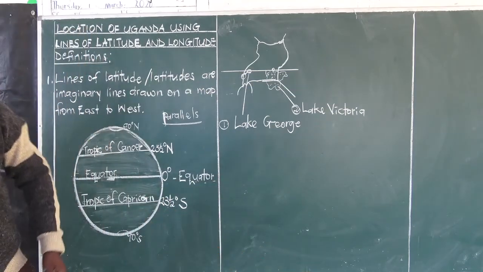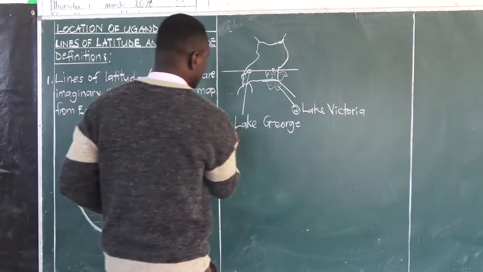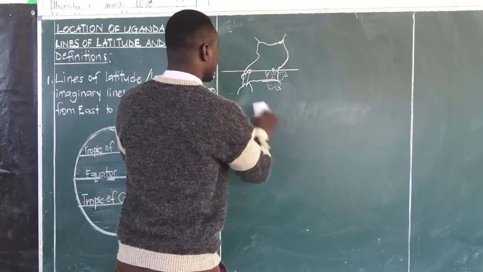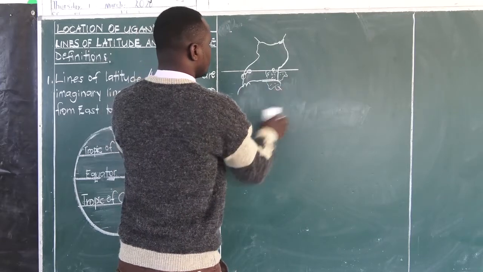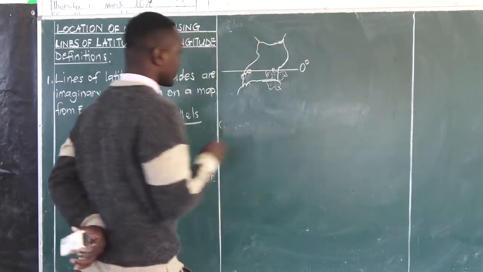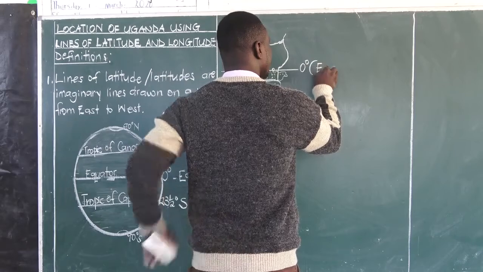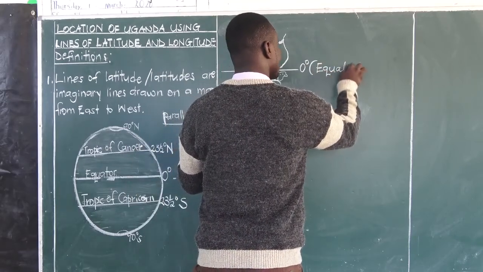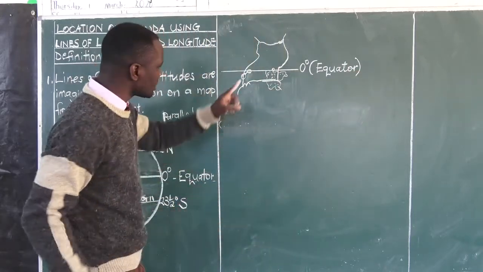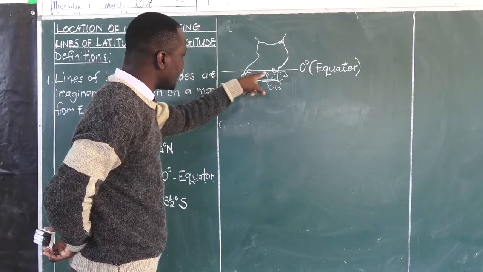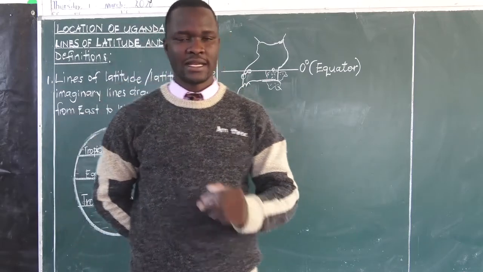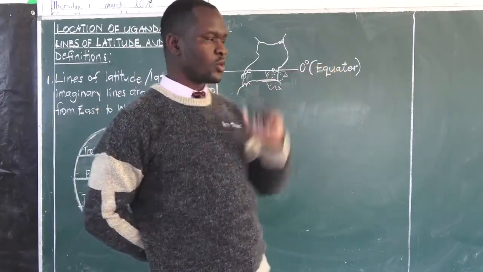So for that, we have seen ours. Let me remove this so that it does not prevent you from seeing well what we are having there. So we are having the equator here, 0 degrees. And this is the line that we can write as the equator. So that is where it passes. So it has crossed two lakes, Lake George and Lake Victoria. Those are the lakes that guide us to locate where this line is to pass.